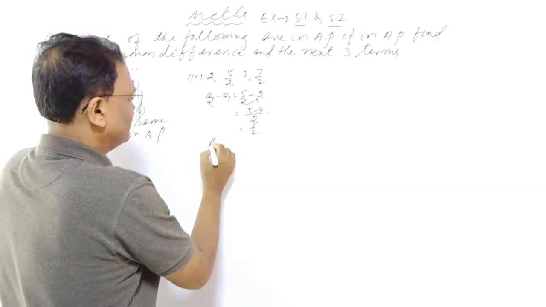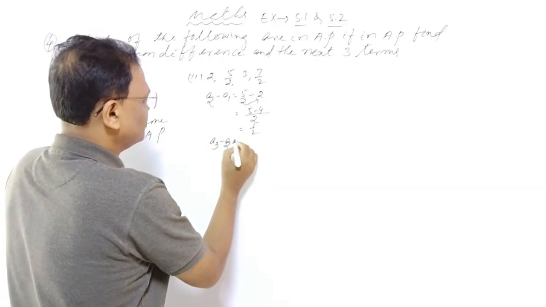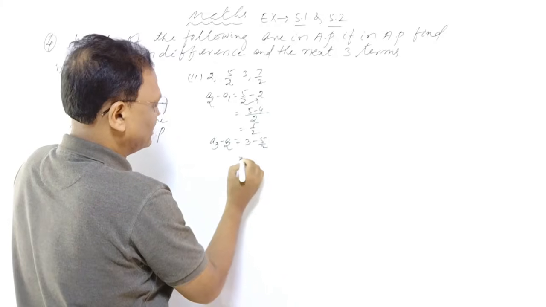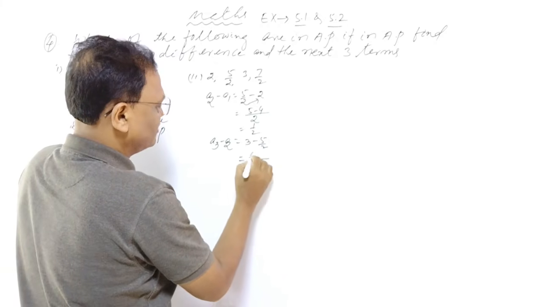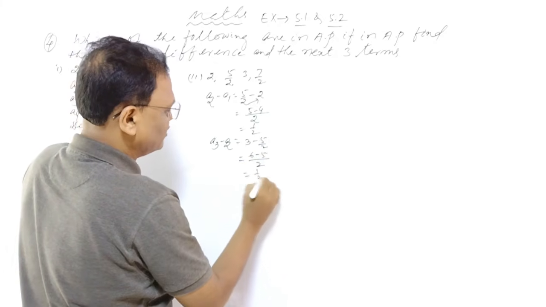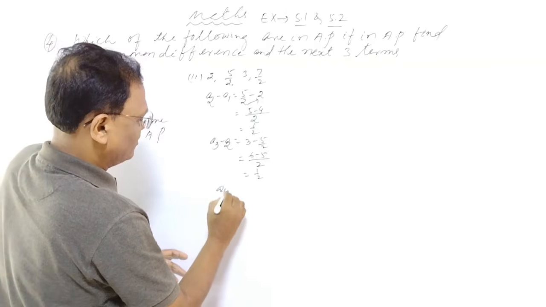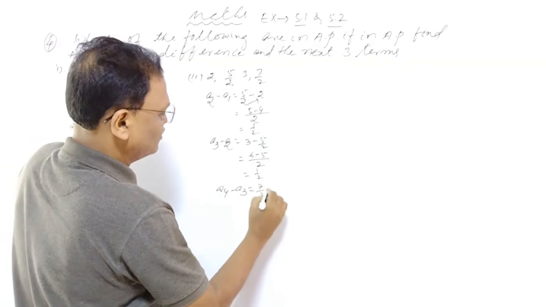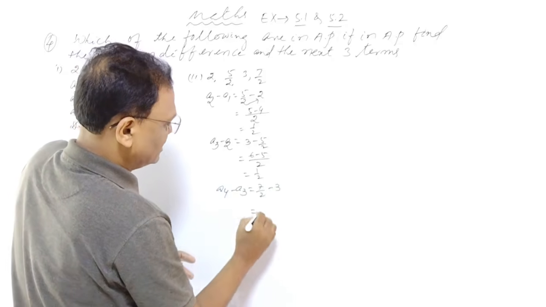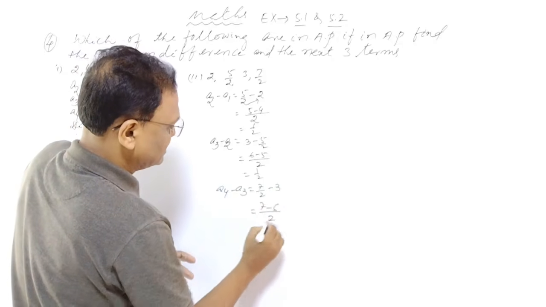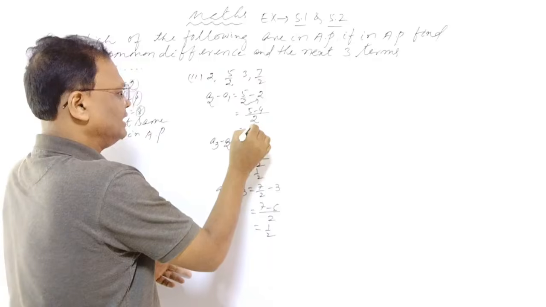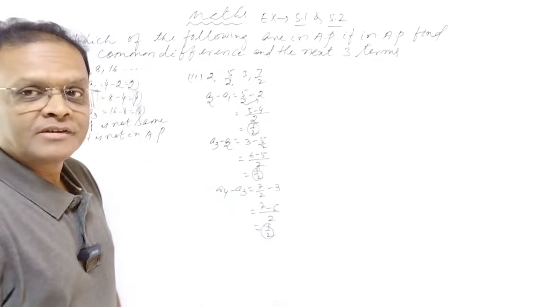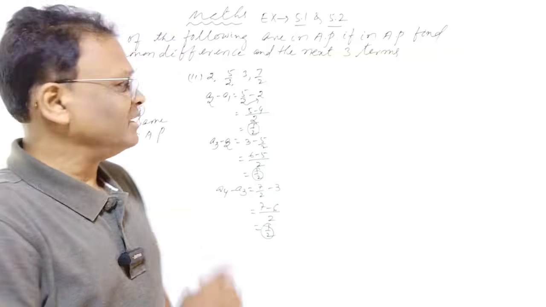Now, A3 minus A2. A3 is 3 minus A2, which is 5 by 2. Again, 6 minus 5 over 2, which is equal to 1 by 2 again. Now, A4 minus A3. What is A4? A4 is 7 by 2 minus 3. This gives me again 7 minus 6 over 2, which is equal to 1 by 2. In this case, my difference is the same. Therefore, this is definitely in AP.